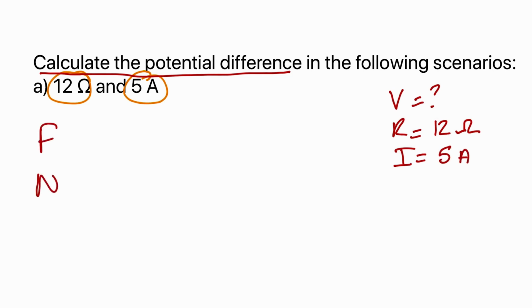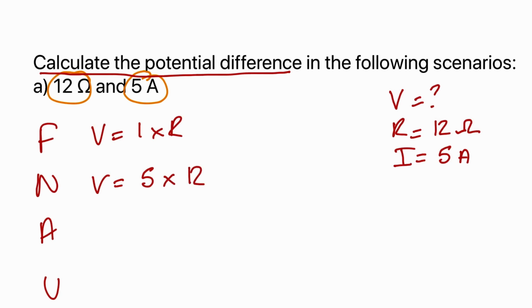So FANAU. Formula: V equals I times R. So put my numbers in, N for numbers. V we don't know. I is 5, times resistance, which is 12. 5 times 12, work it out. Gives me an answer of 60, A for answer. And my potential difference is 60 volts, U for unit. So that is the third question. Worked examples, you can now continue with the rest of them on the worksheet.